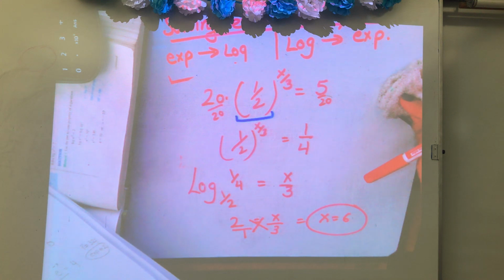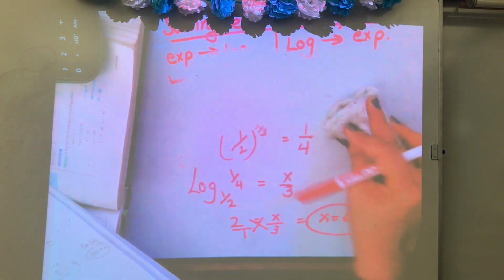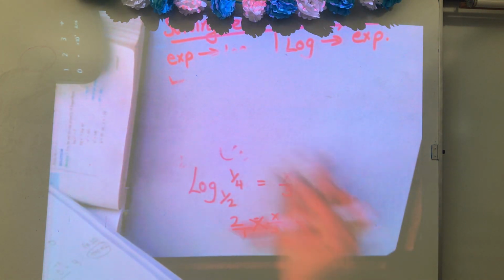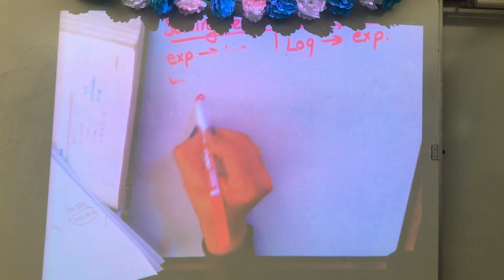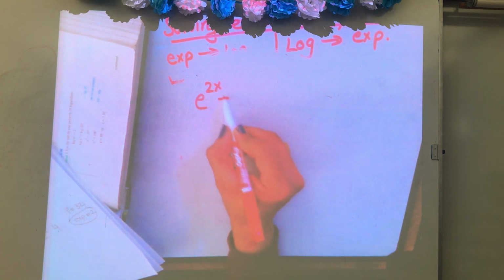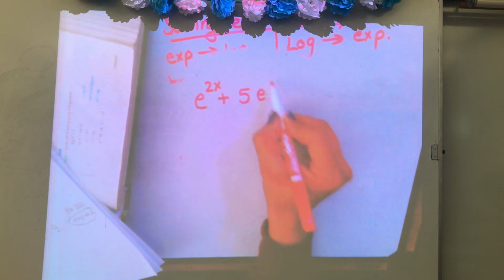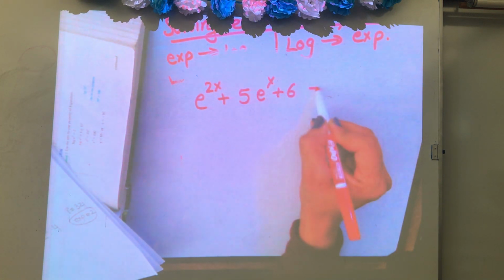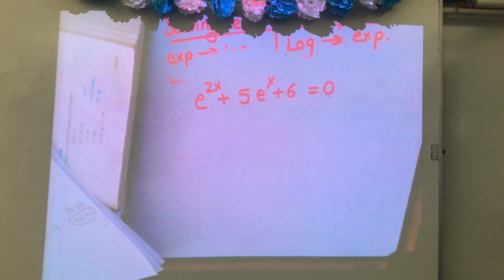Alright, so let's move on to the next example. And you know, if I'm a little fast, again, you can just go back and look at those steps. So the next example is, I have e to the 2x plus 5e to the x plus 6 and it's equal to 0. So this is slightly different.